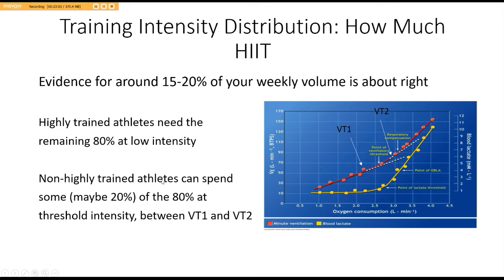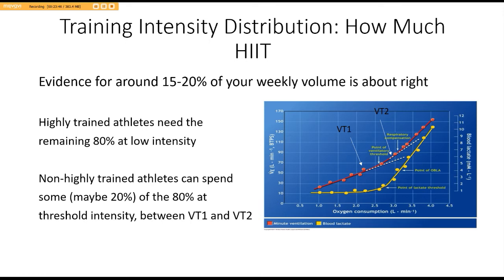Non-highly trained athletes can spend more time at threshold intensity, so between VT1 and VT2, and still adapt. There's something about highly trained athletes that they tend to begin to only really respond to exercise intensities above the second ventilatory threshold. They don't tend to adapt further to training at intensities between here. Highly trained athletes in males is over 70 milliliters per kilogram per minute of VO2 max. For women, somewhere over 60 milliliters per kilogram per minute as a rule of thumb.